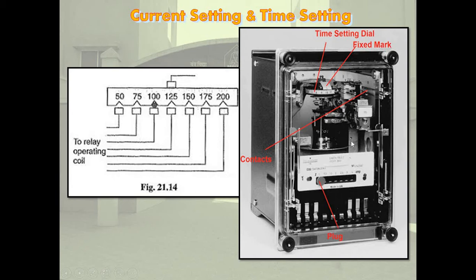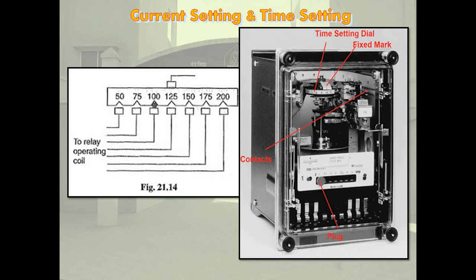Then the contact will close. Here this is a spindle. The spindle moves in this direction and the contacts are closed. This means that the relay will operate when the fault current becomes 750 ampere or more.